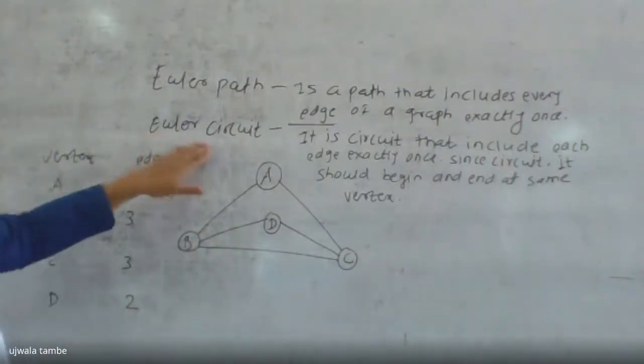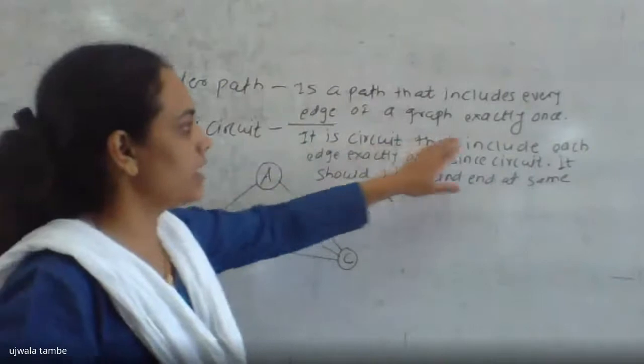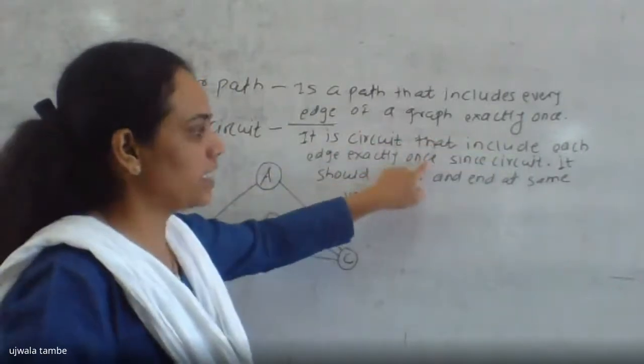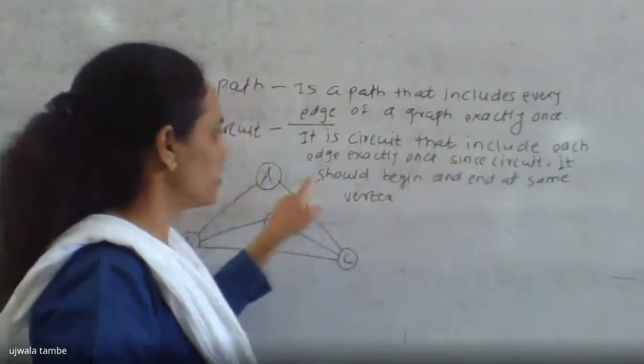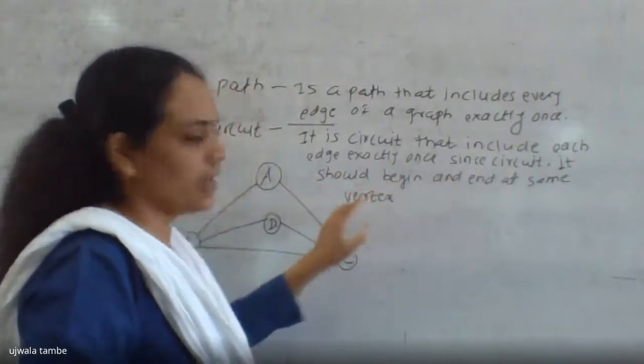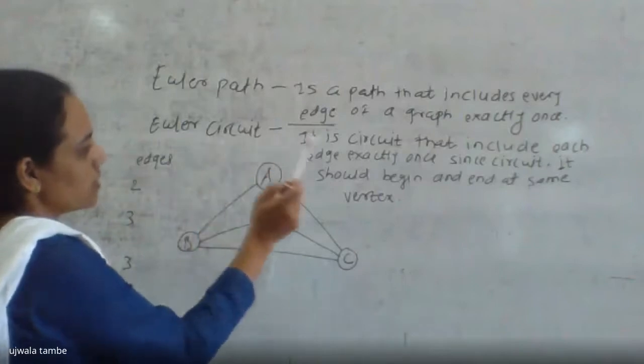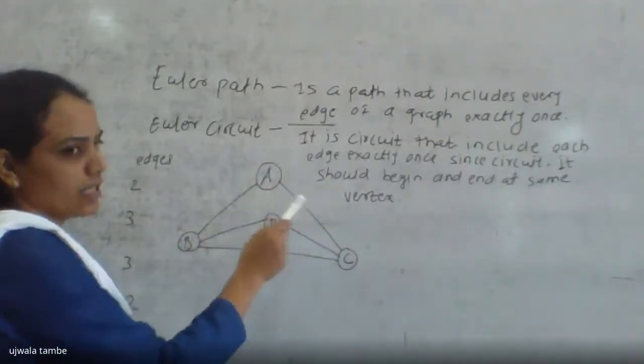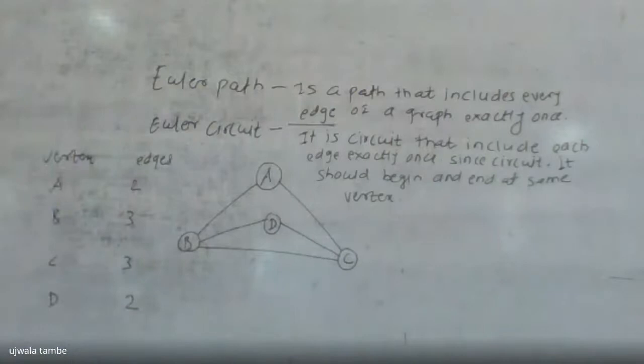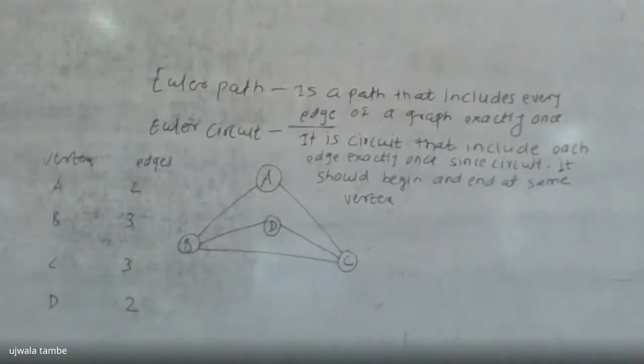And what is meant by Euler circuit? It is a circuit that includes each edge exactly once. Since it is a circuit, it should begin and end at the same vertex. So both are similar. Only in Euler circuit, the starting vertex and ending vertex must be the same. Is it clear? Euler path and Euler circuit. We have to focus on the edges of the graph.